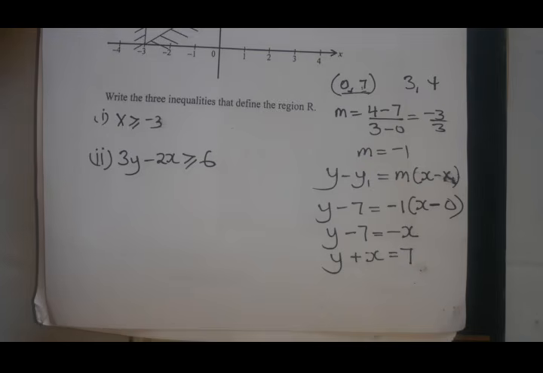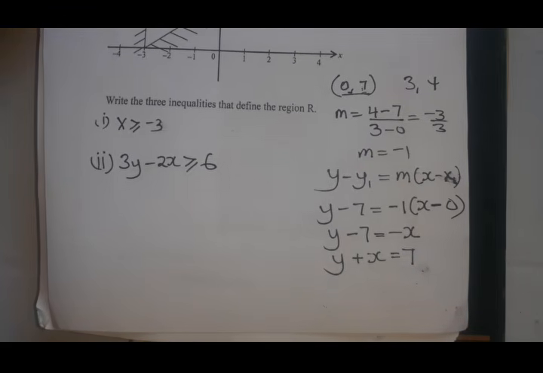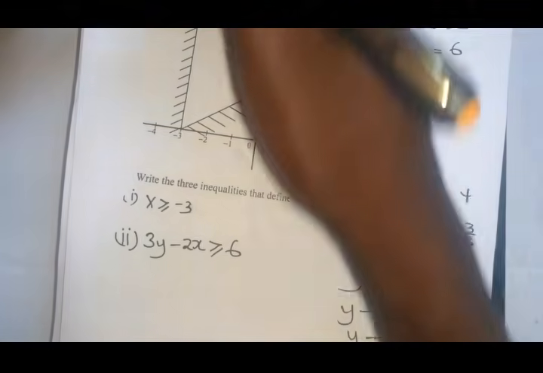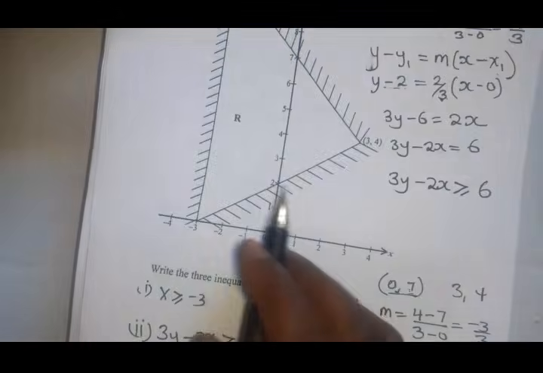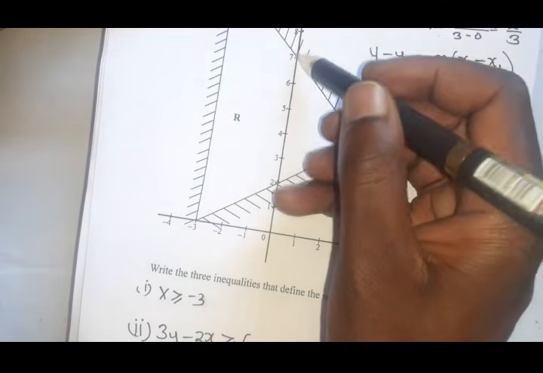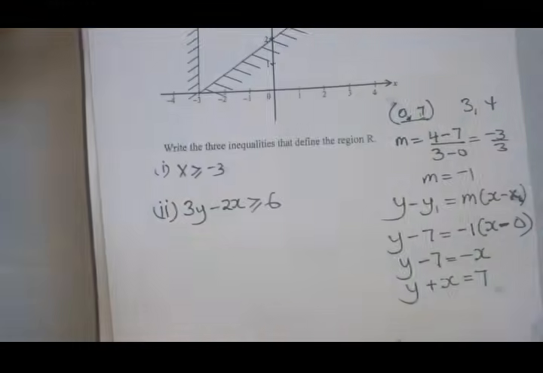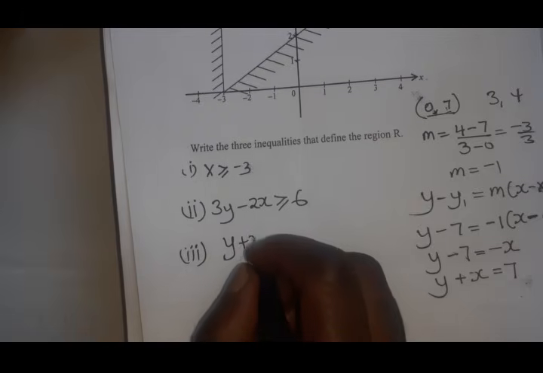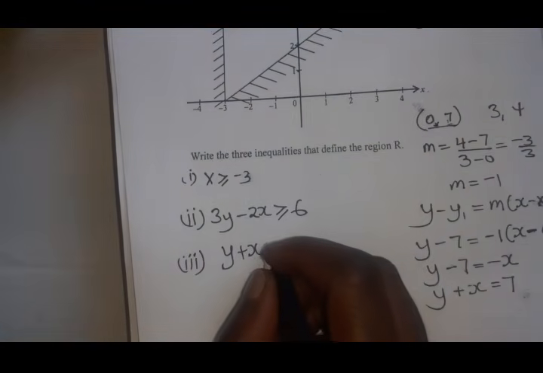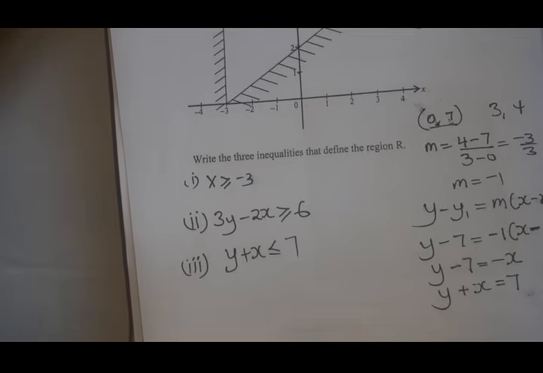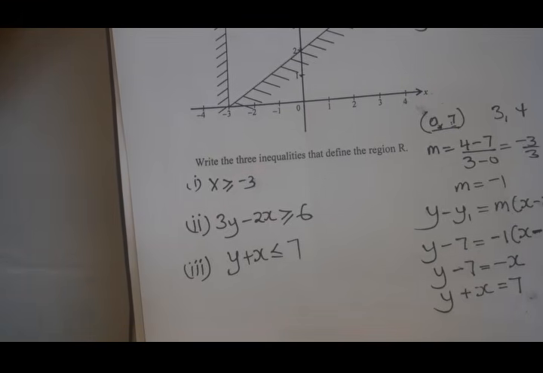Now, what is the inequality that we're going to use? We're going to look at this region here. As we come down, if you look at the y coordinates, this one and this one, you will discover that these are less. So we're going to say the region here, y plus x below, is less or equal to 7. So these are the inequalities. You get 5 marks.